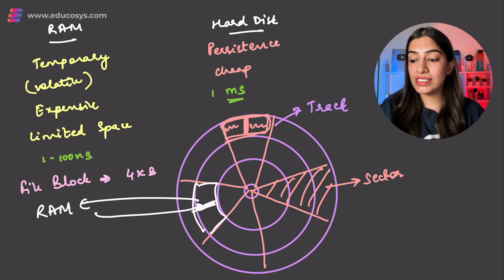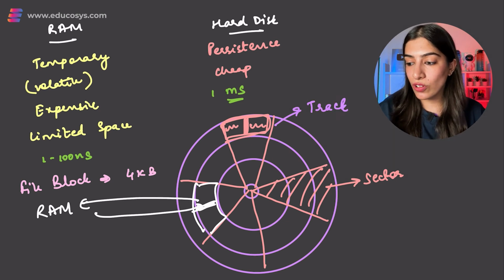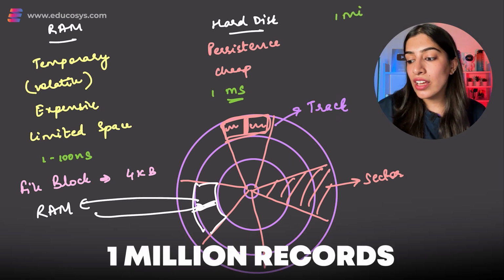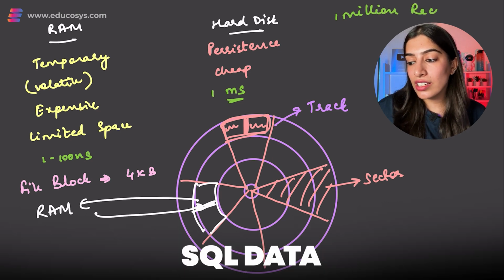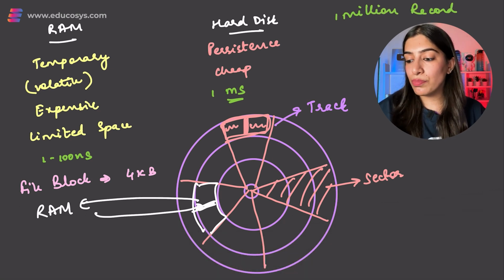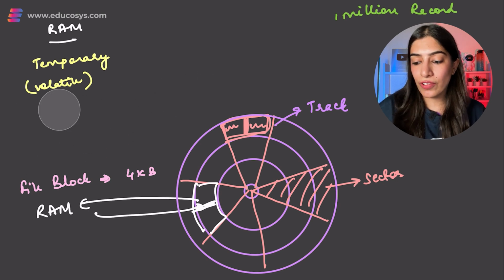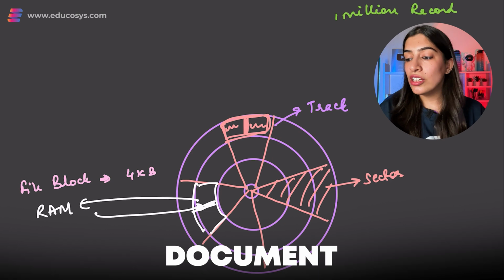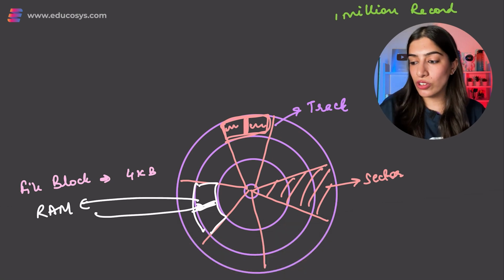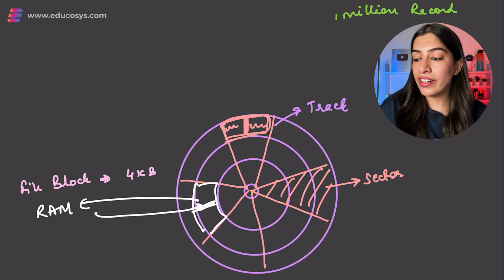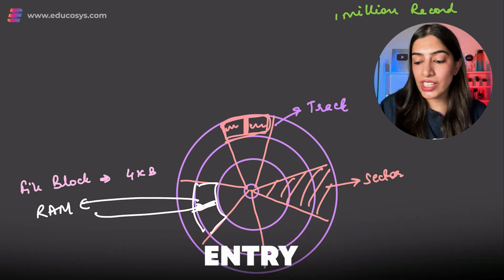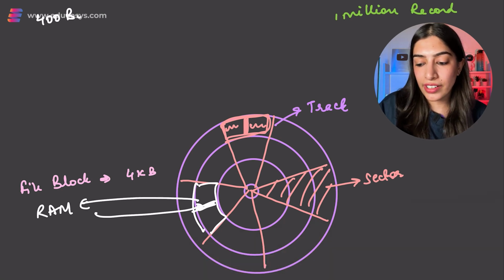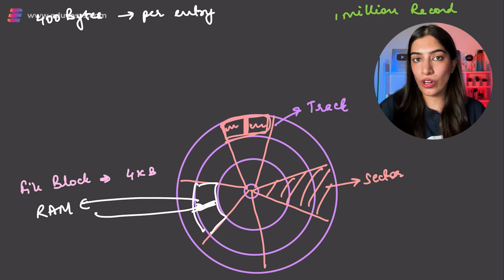But let's understand what impact it has on us. Let's take the example, suppose we are dealing with 1 million records. If we are dealing with SQL data, each record is going to be a row. If we are dealing with a NoSQL DB, for example MongoDB, we call each record a document. So each record can be a row or a document. In our case, let's say that each record is an entry, and each entry, for example, is taking 400 bytes. So this is per entry or per record. It can be a row or doc or anything.